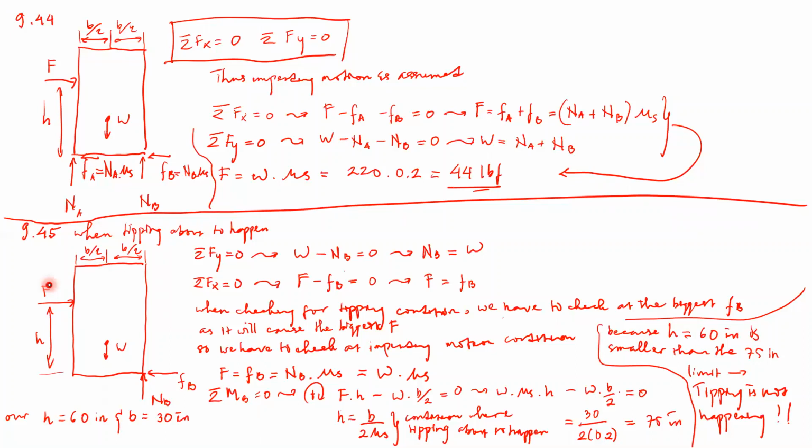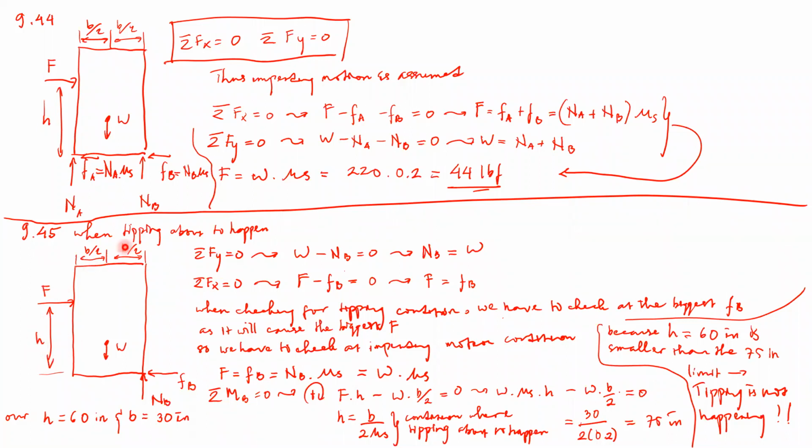When we check the limit, we will know whether the limit is exceeded or not. If the limit is exceeded, it means the condition is tipping over. If the limit is not exceeded, it means it's not tipping over. For this particular problem, as usual, we can solve it using sigma Fx, sigma Fy, and sigma moment as well, because all the conditions are known. The H here is known, 60 inches.